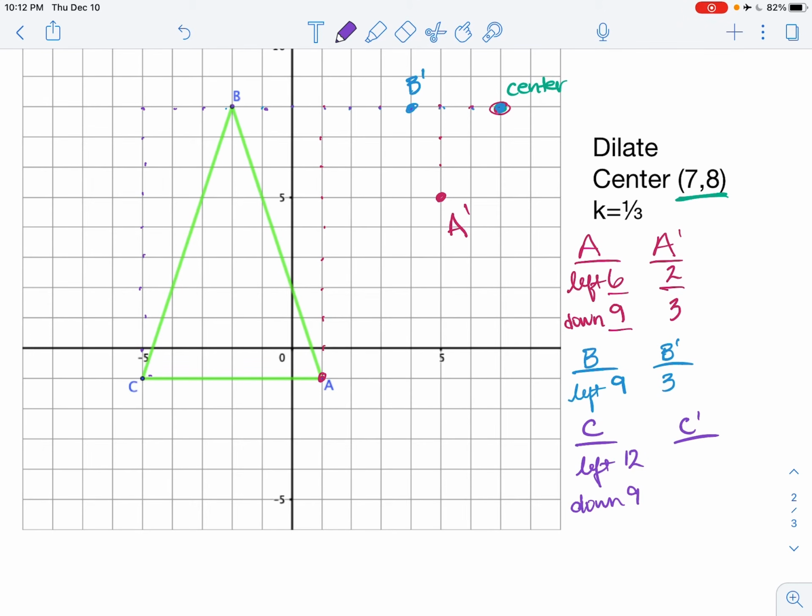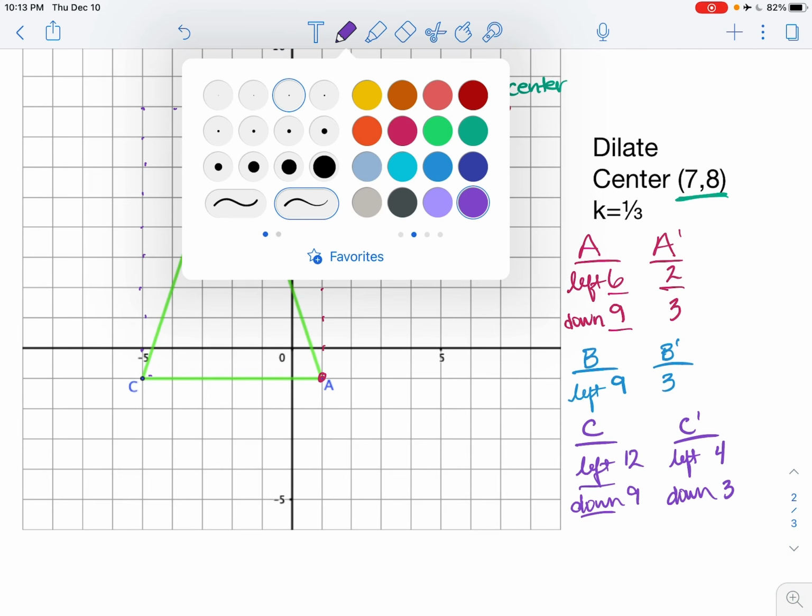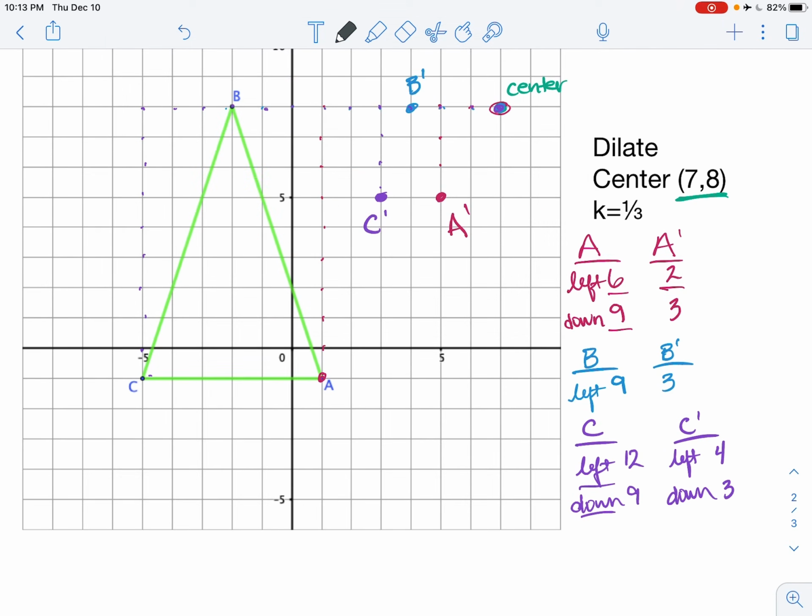For C prime, it will be the same direction. If you want to write the direction again, you can, but it's just the same direction that it was initially over here. 1/3 of 12 is 4. 1/3 of 9 is 3. So I go back to the center and I count left 4, down 3. All right, so these are my 3 new vertices. Let's go ahead and connect them.